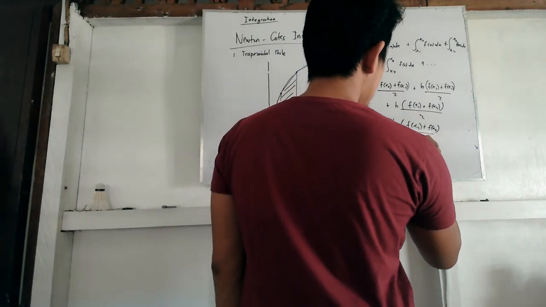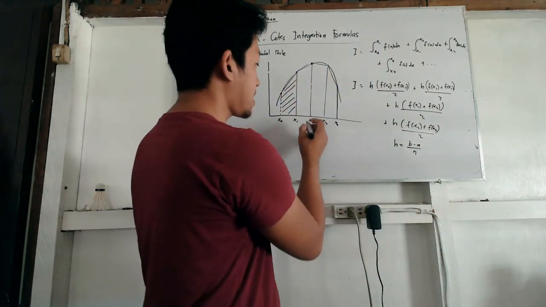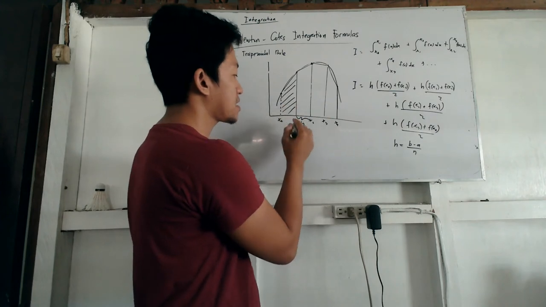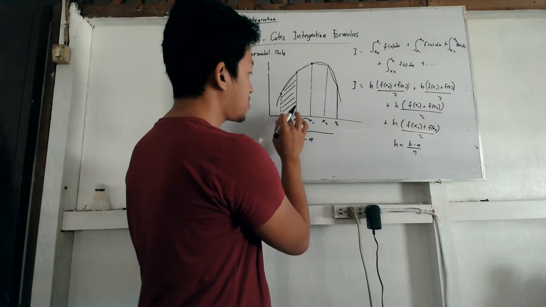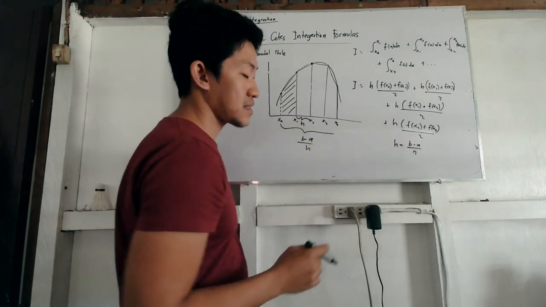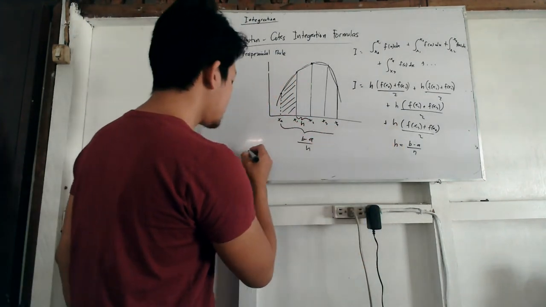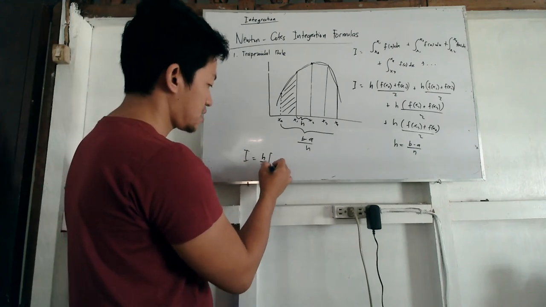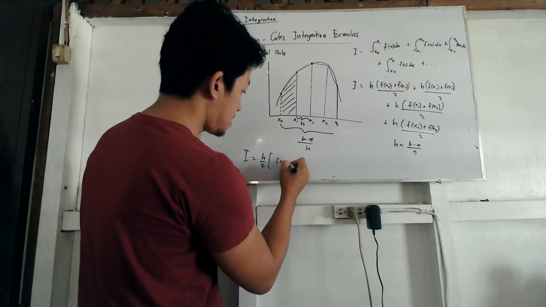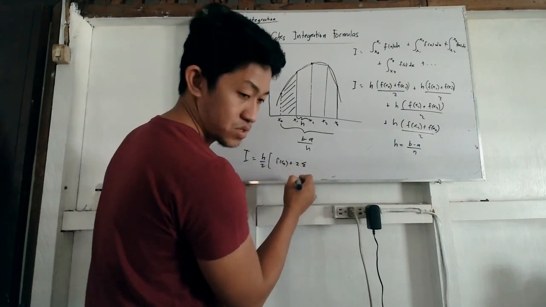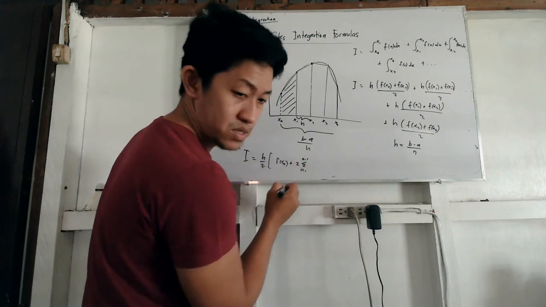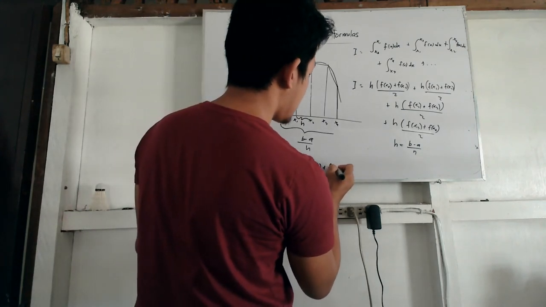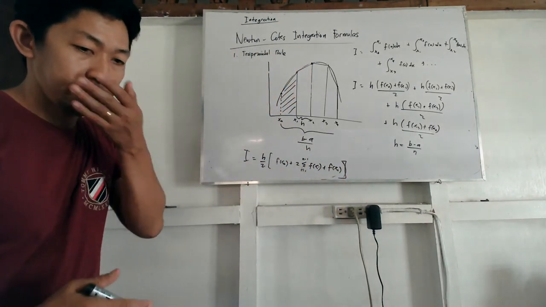The value of h is b minus a over n. This h is the width of each segment. The width is b minus a over the number of segments, 1, 2, 3, 4. So the total integral becomes h over 2 times f of x0 plus 2 times the summation from i equals 1 to n minus 1 of f of xi, plus f of xn. That is the total integral.